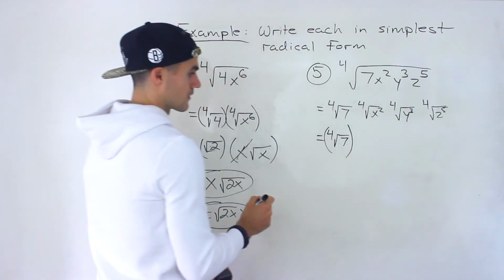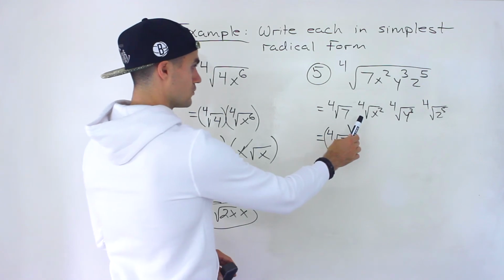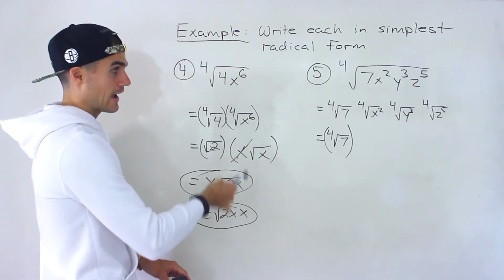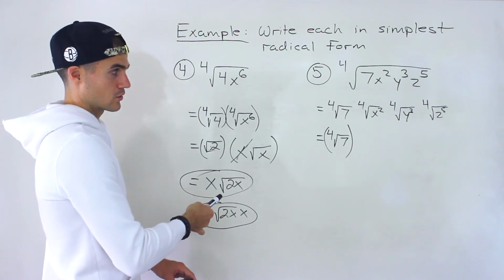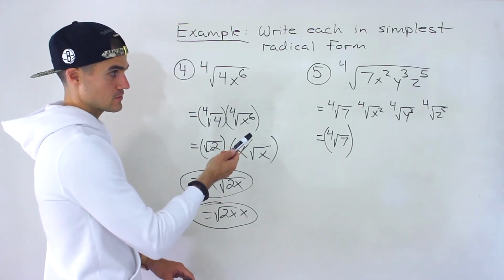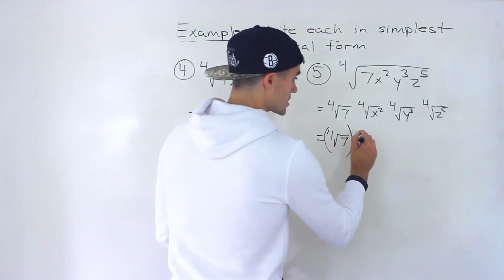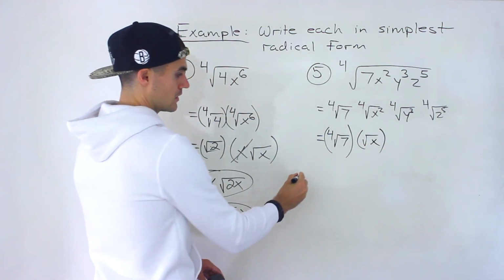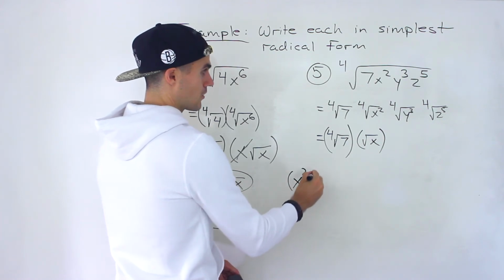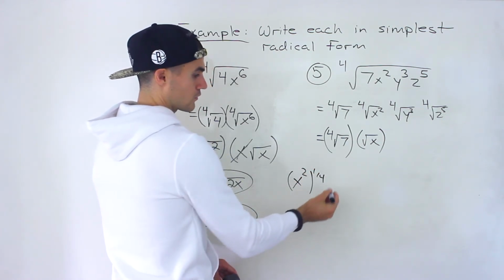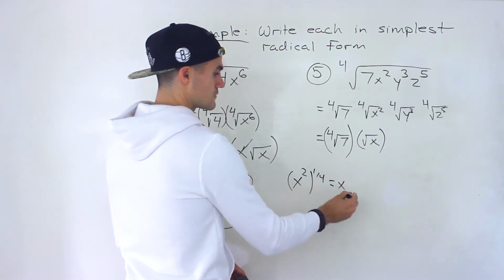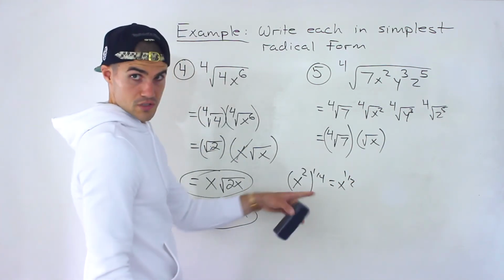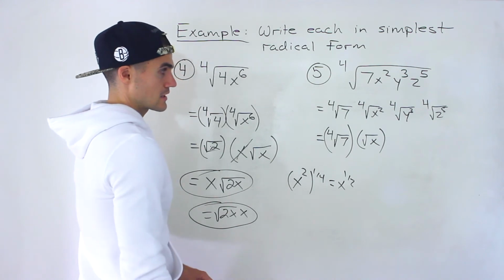And so this doesn't simplify any further, so this would actually just end up being just the fourth root of 7. Now the fourth root of x to the 2, we actually just did that. What does that simplify to? That just simplifies to the square root of x, right? Because we got that x to the 2 to the power of 1 over 4. 2 times 1 over 4 gives us 2 over 4, which simplifies to 1 over 2. So that's the square root of x.